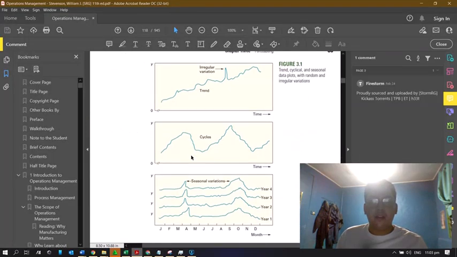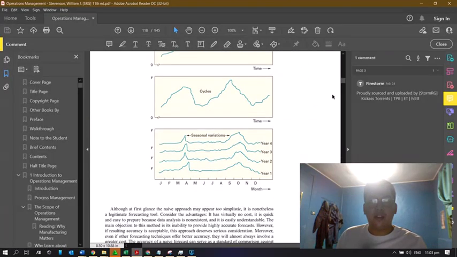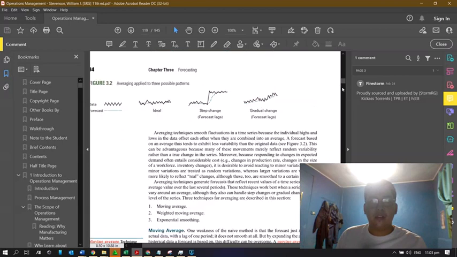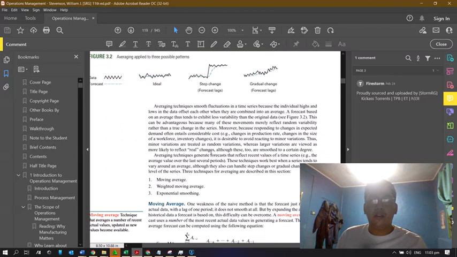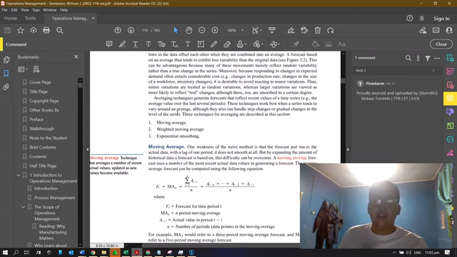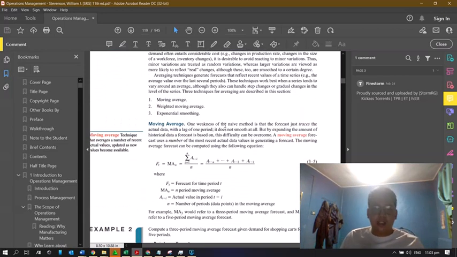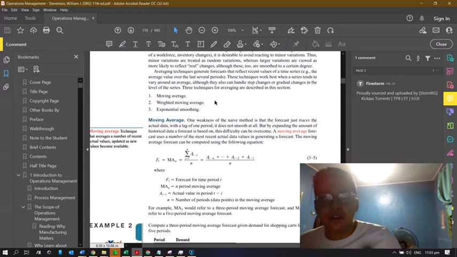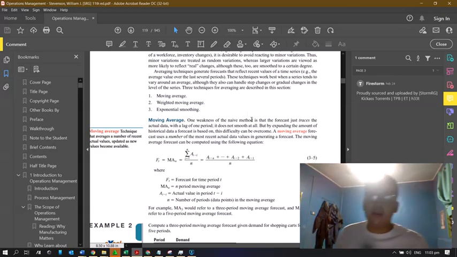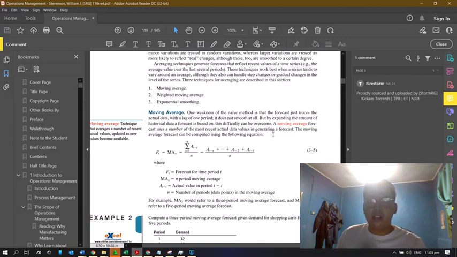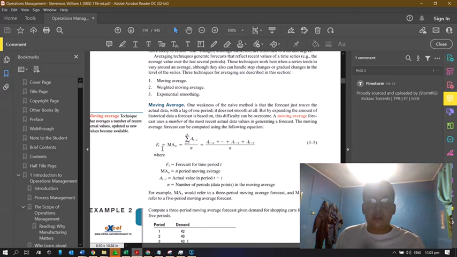The moving average, again, sorry for the lag. One of the weaknesses of the naive method is that the forecast just traces the actual data with a lag of 1 period. It does not smooth at all, but by expanding the amount of historical data a forecast is based on, this difficulty can be overcome. A moving average forecast uses a number of the most recent actual data values in generating forecasts. It can be computed using this equation.